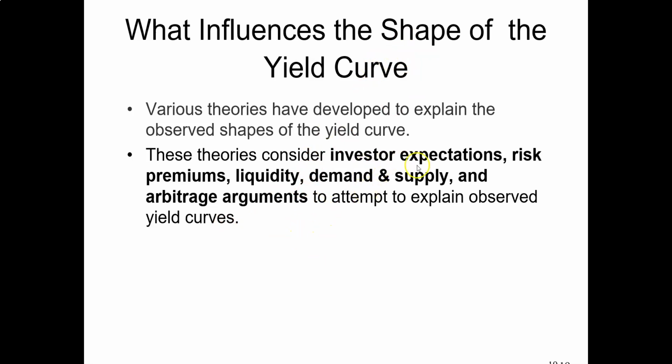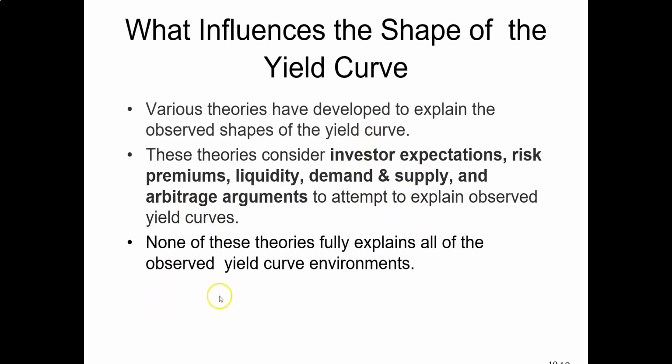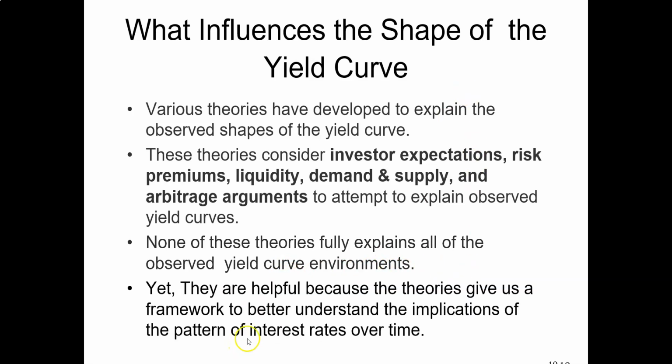Generally, we think investor expectations, risk premiums, liquidity, demand and supply of money, and arbitrage of investors will affect the shape of yield curve. But we haven't reached a full consensus in explaining the shape of yield curve. But these theories are very helpful for us in thinking about pattern of interest rates over time.